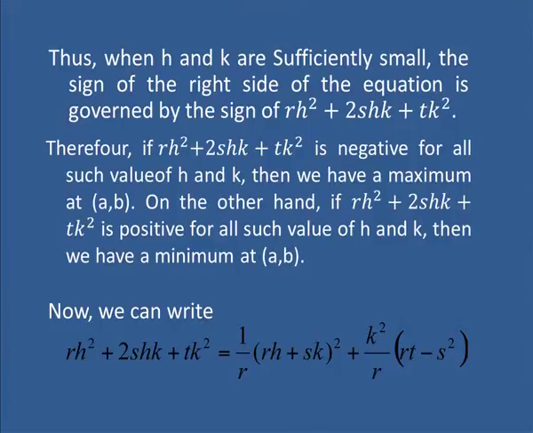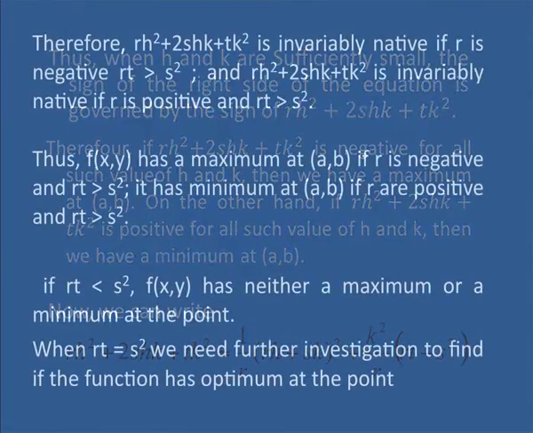On the other hand, if r h square plus 2 s h k plus t k square is positive for all such values of h and k, then we have minimum at AB. Now, we can write r h square plus 2 s h k plus t k square is equal to 1 upon r [(r h plus s k) whole square plus k square (r t minus s square)].